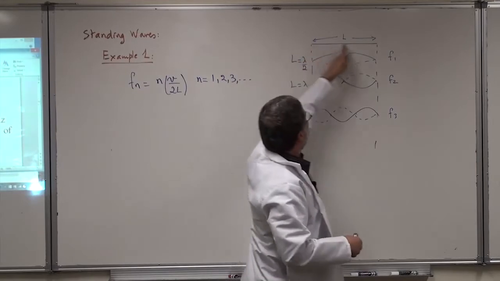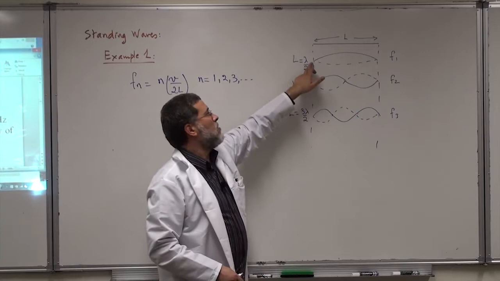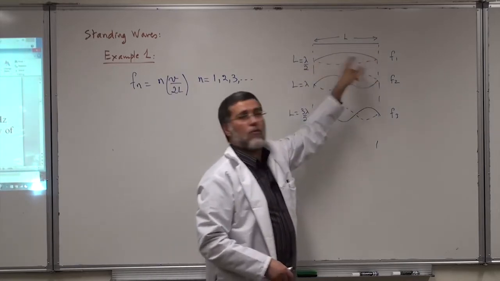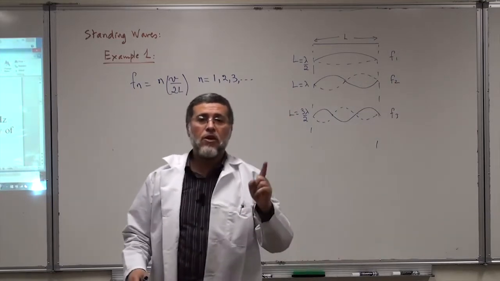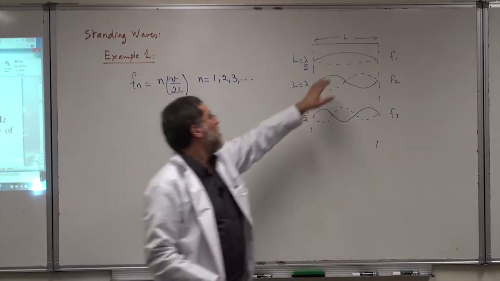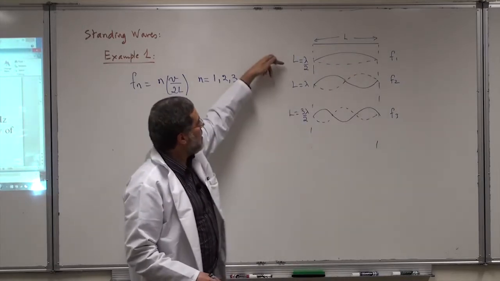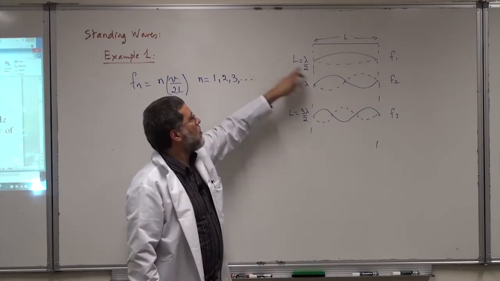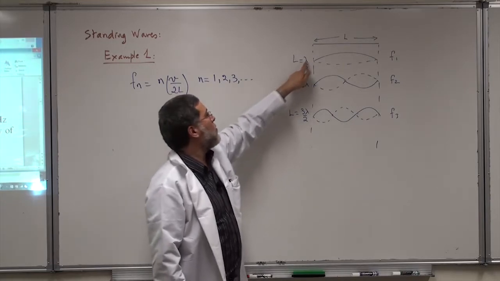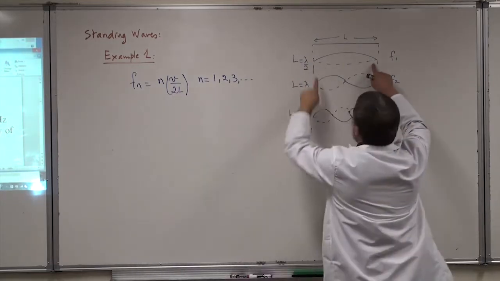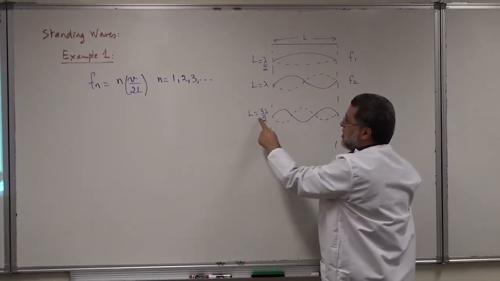You see this string here has a length L, and it is at rest. Once I start sending a wave from this side, this wave will go and is reflected, and at certain frequencies, we call them the resonant frequencies, we form standing waves where the amplitude is maximum. You can see here the length of the string is not changing. What is changing is the wavelength. The wavelength here is 2L, here the wavelength is L, and here the wavelength is 2L over 3.